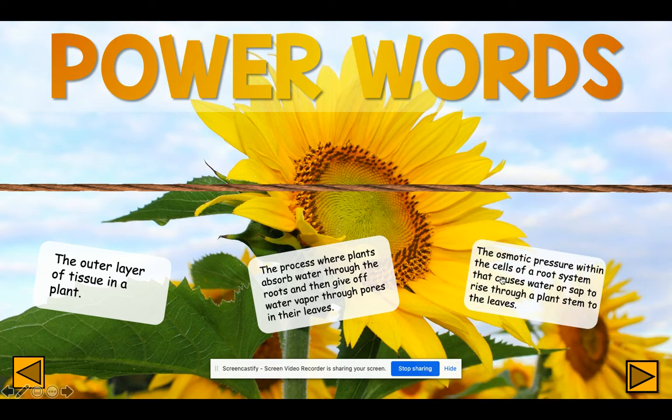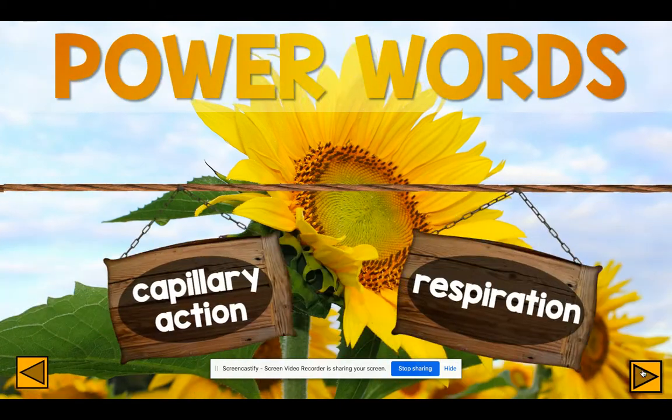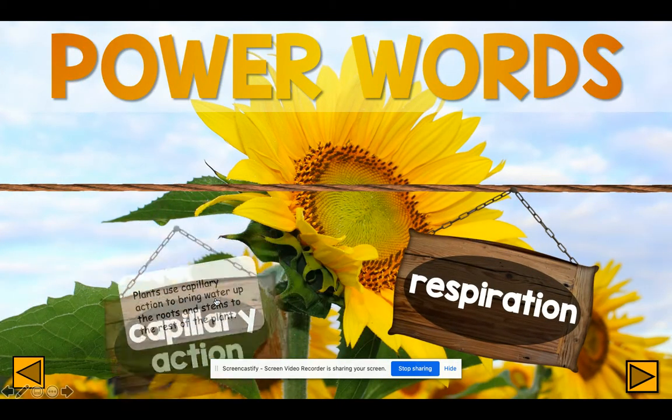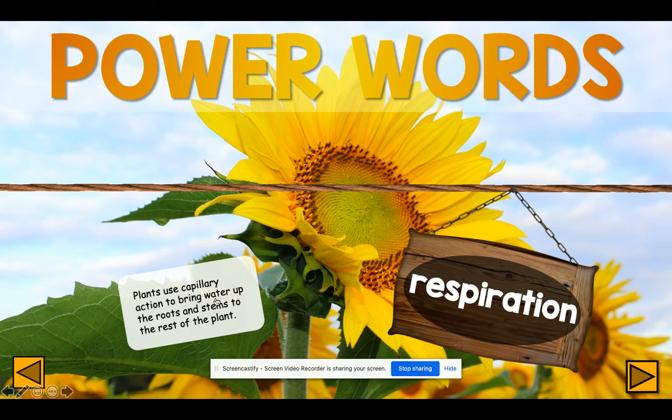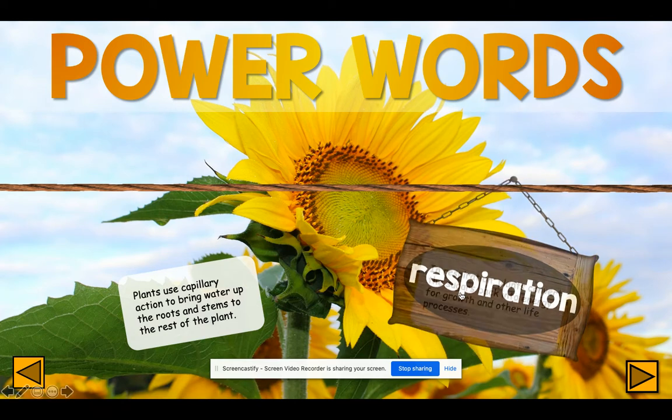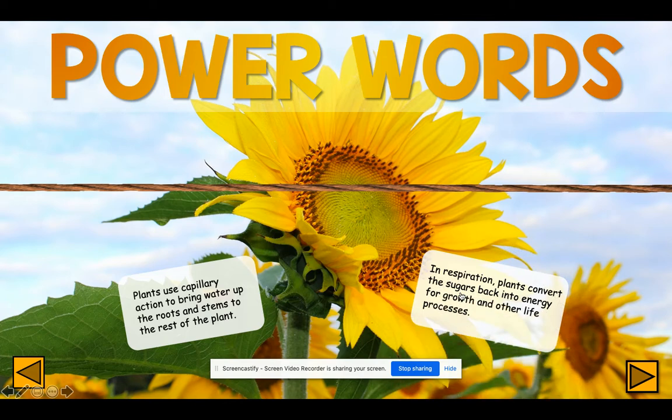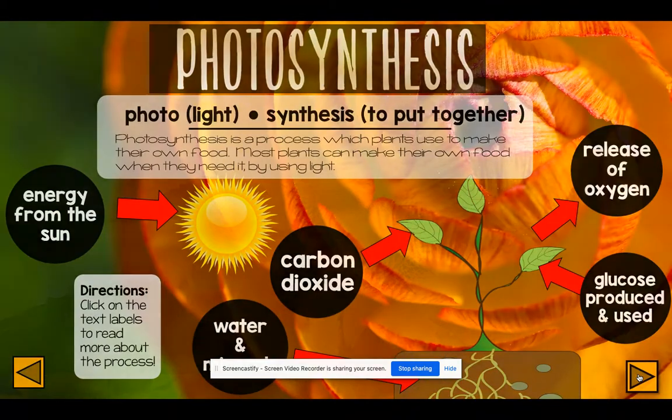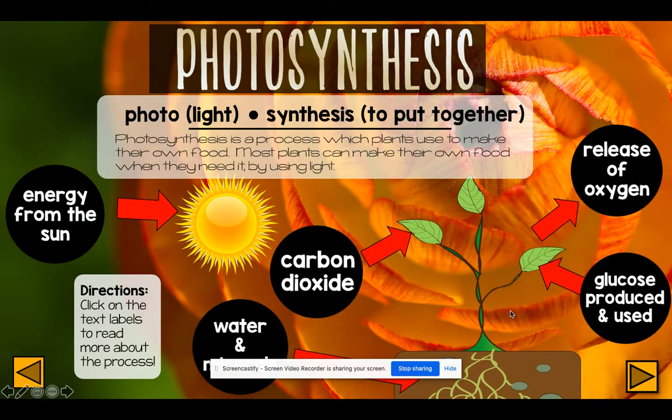Root pressure is within the cells of a root system that causes the water or sap to rise through a plant to the leaves. Capillary action, plants use this to bring water up the roots and stems to the rest of the plant. Respiration is when the plants turn the sugars back into energy in order to grow and get through their life process.